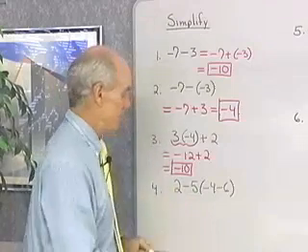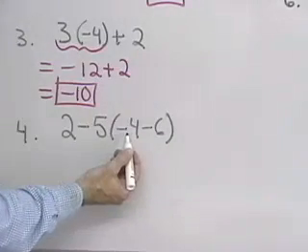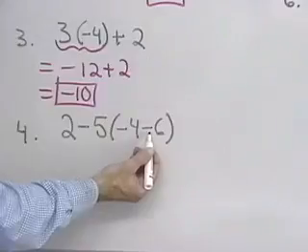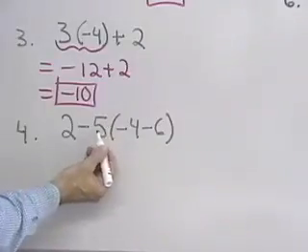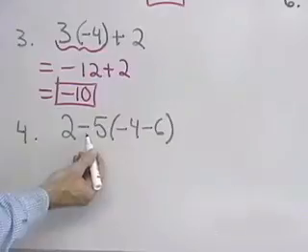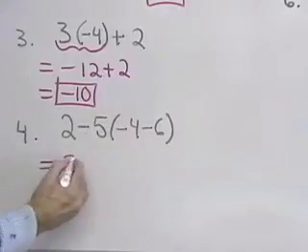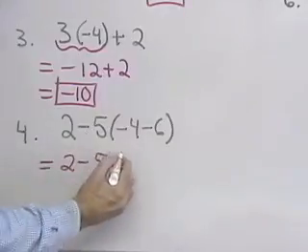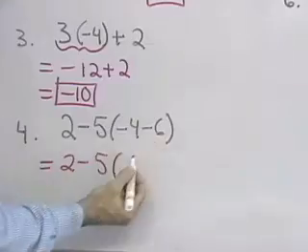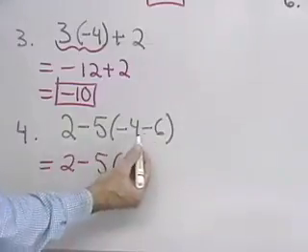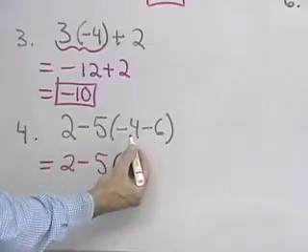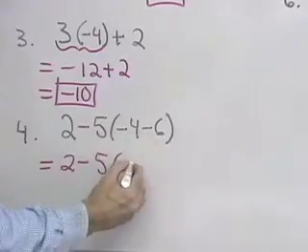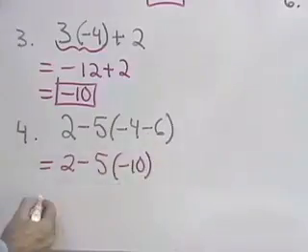Here's our next one. In parentheses, I have -4 subtract 6, and then after I've simplified that, I'll multiply by 5, and after that is done, then I'll subtract what I get from 2. So let's go to the innermost parentheses first, according to the rule for order of operation, and simplify that. -4 subtract 6. Remember, we want to think in terms of addition. -4 plus -6 is -10. Now I have a choice here.